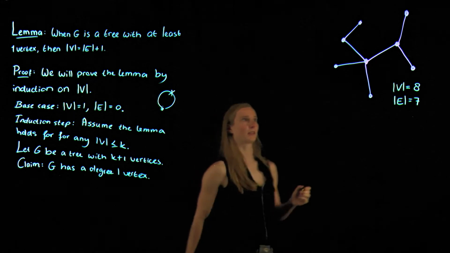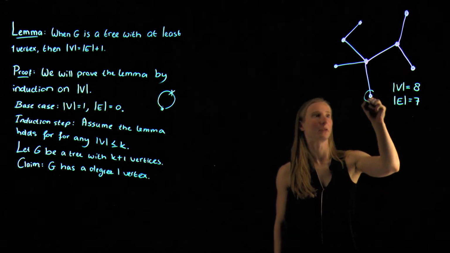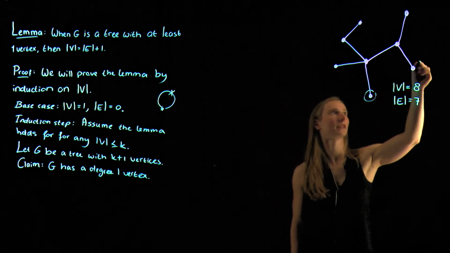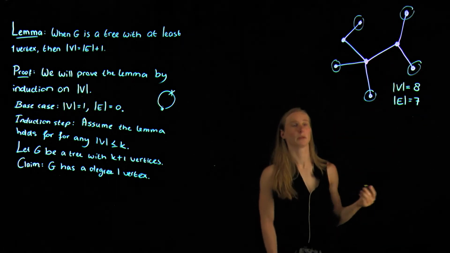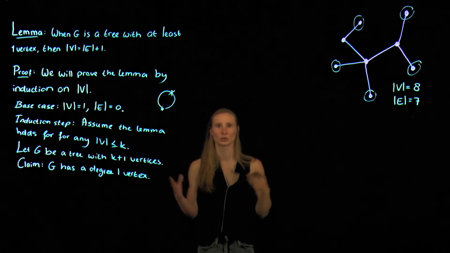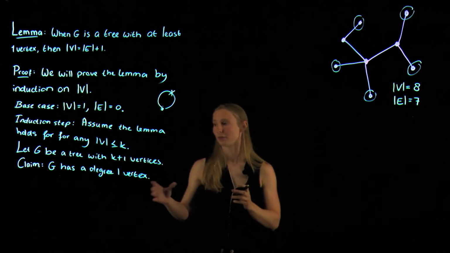So let's take a look at this example. Here we have a lot of degree 1 vertices, so they only have one edge attached to them. So all of these vertices are degree 1. But we want to show that this is true in general, that we can always find a vertex of degree 1.